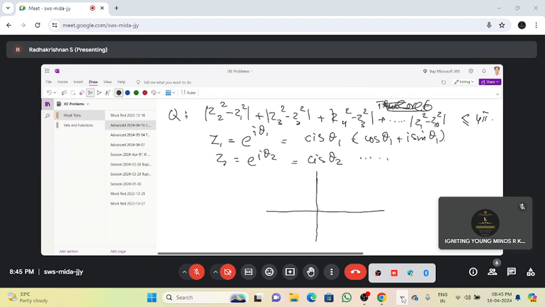What have they given? This is your theta 1, theta 2, theta 3, etc. up to theta 10. They're all adding up to 2 pi. So all the numbers have modulus of 1. That means it is like a circle. All these numbers are lying on a circle. Sometimes, you know, if you plot it, then it becomes very easy.